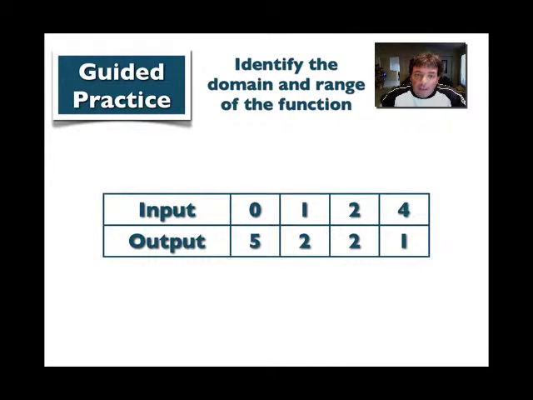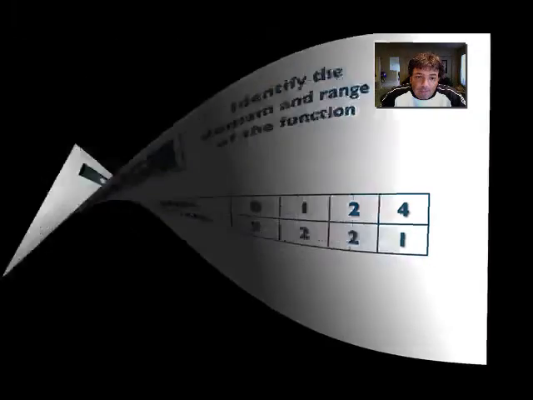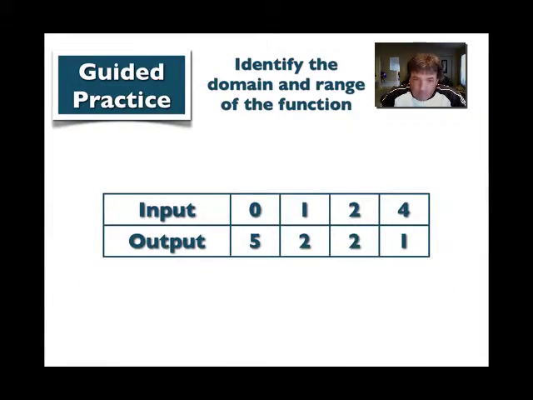So take a look at the table that's in front of you now. The input values are 0, 1, 2, and 4. The output values are 5, 2, 2, and 1. That means the domain, sorry about that.